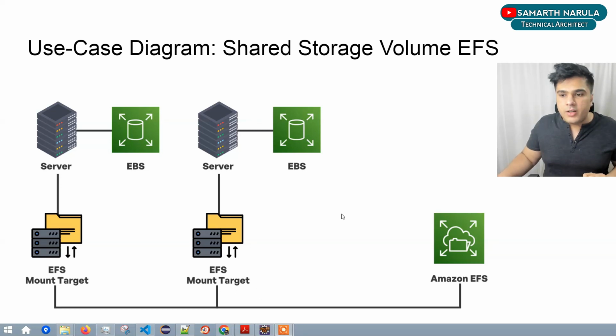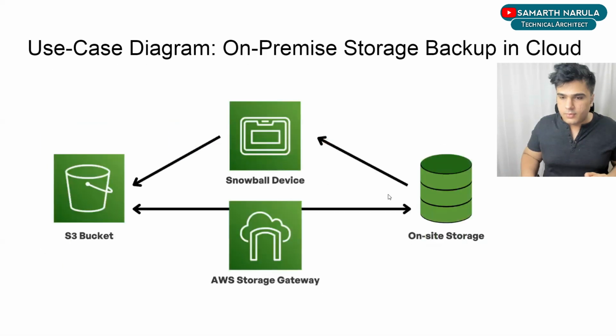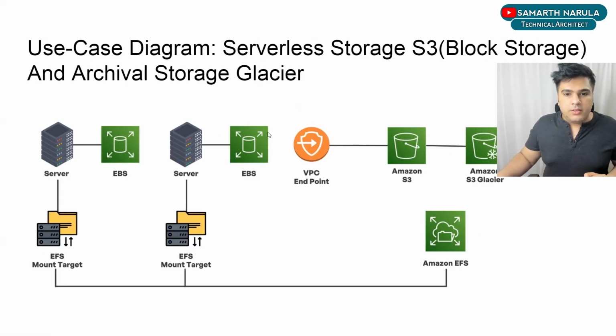and this server is also connecting to this Amazon EFS using this EFS mount target. Now both the servers have this common storage, so both the servers can store some data in their hard disk if they want to, and if they want to share data across different servers, they can store that data in the Amazon EFS.